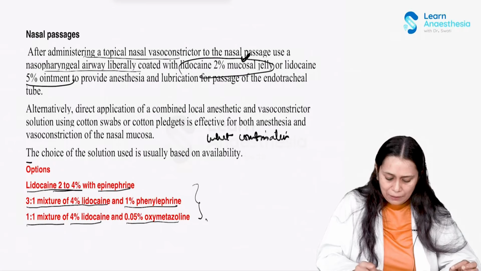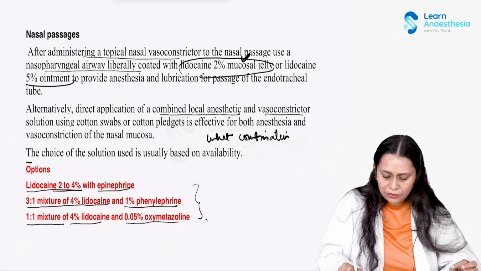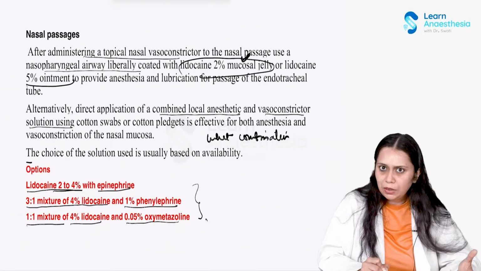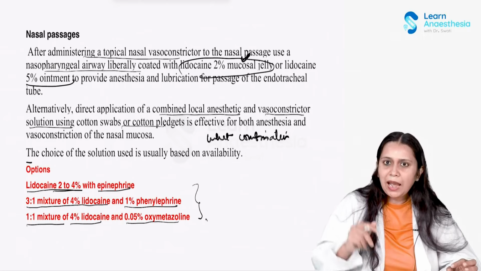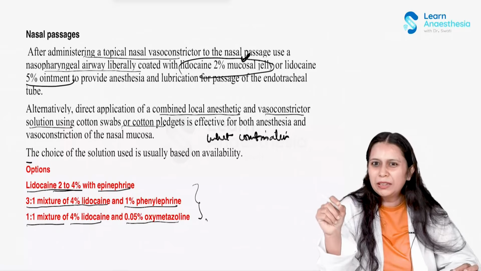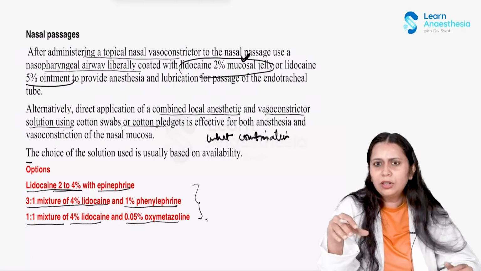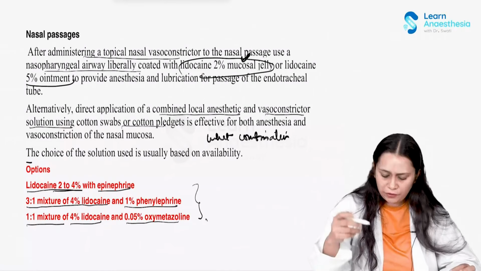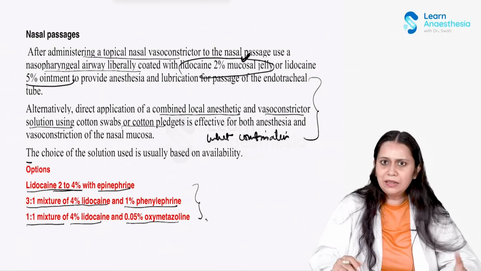So, what we can do is directly apply the combination of local anesthetic and vasoconstrictor in a cotton pledget. The solution would be soaked in cotton pledgets, and we could just pack the nose with those pledgets, and we leave it for 3 to 5 minutes. So both anesthetization and vasoconstriction would be achieved. So this is how we anesthetize the nasal passage.